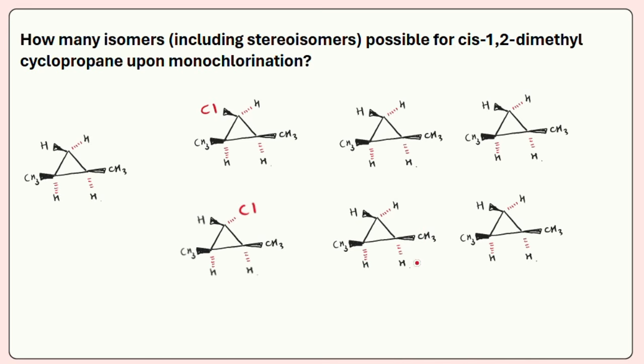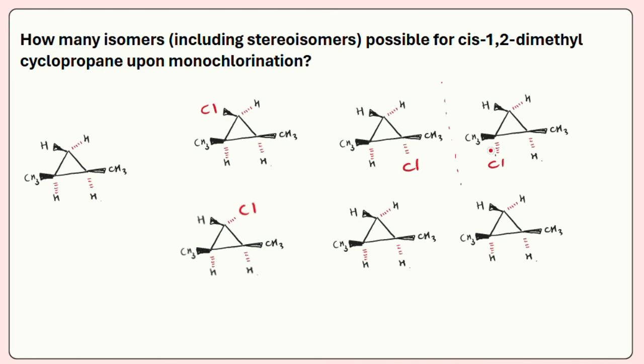Now, look at this. You have to replace the hydrogen here by chlorine. And what about here on this carbon? Like this. And what is the relation now? They are non-superimposable mirror images. This way, it's very easy to understand whether they are mirror images or not.